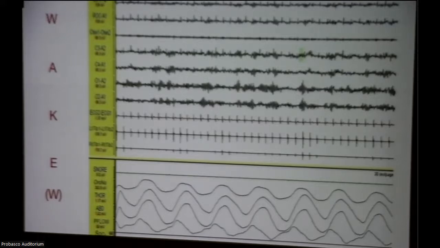The third one is the chin. It's essentially an EMG of the chin, important when we're trying to define REM sleep. On the EEG, you see on those four channels that it's an awake state. So you see predominance of a posterior alpha rhythm.